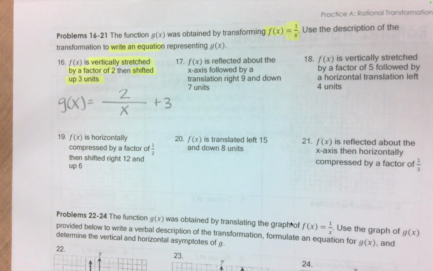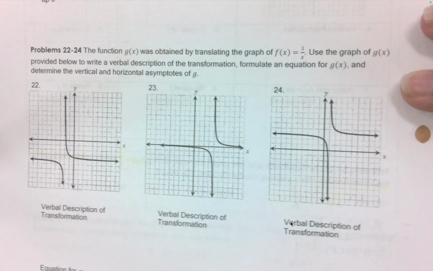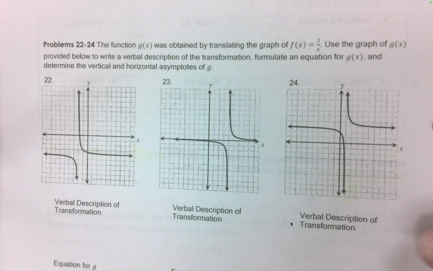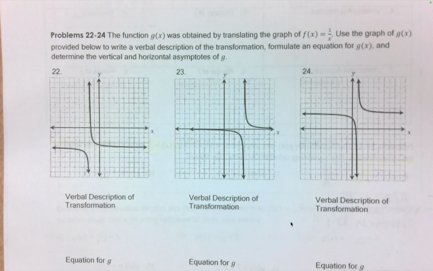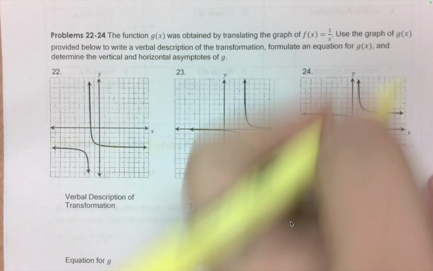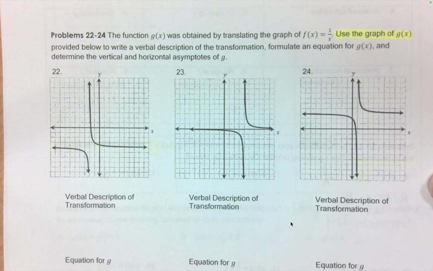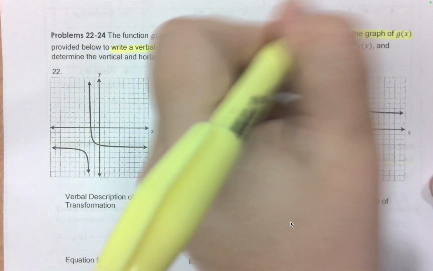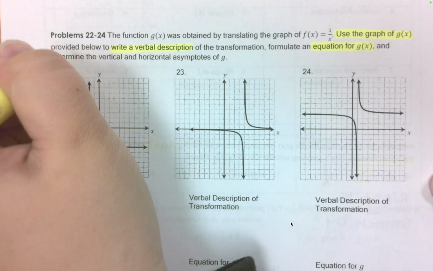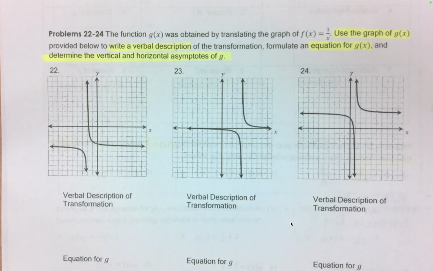And we'll do one more together. We'll look at 22. So what we're doing here, it says we have a new equation. We're going to use our graph to write a verbal description, make an equation, and determine our asymptotes. Remember, the asymptotes start at 0 and just move according to the shifting.